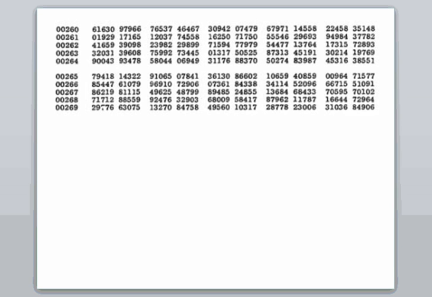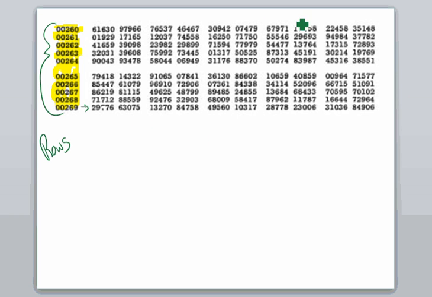Here's an example of a random digit table. There's a couple key properties here that we have to look at. The first is, because the random digit table is so extensive, they number the rows. So for example, this is row 260. This is row 261, row 262. So feasibly, there's been at least 268 rows of a bunch of numbers like this.